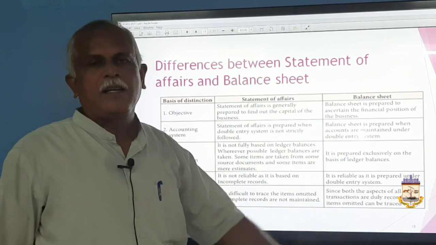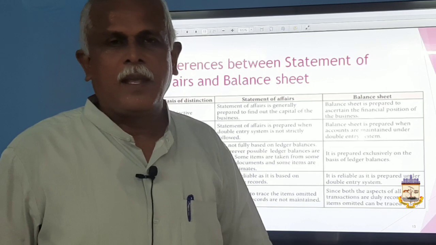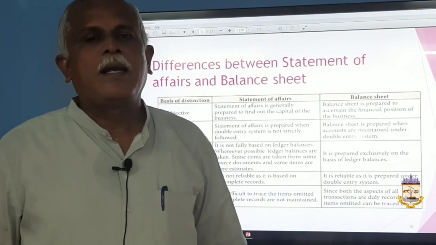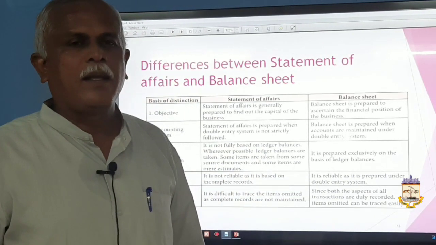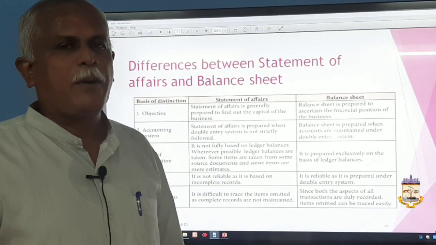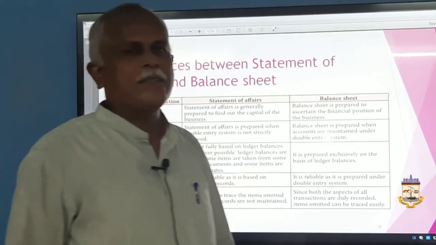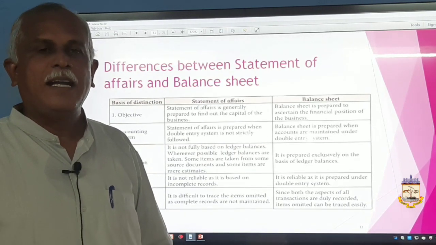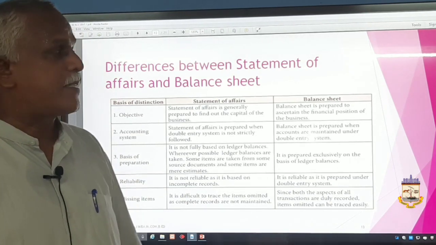So with that we come to the end of the session. Now let us recapitulate again what we learned today. Accounts from incomplete records. Incomplete records means those records under which only one aspect of a transaction is recorded and it is unscientific, unsystematic and inappropriate. It is normally used by small traders. Features, how it looks like, it is unscientific and only one aspect of a transaction is recorded and it is not reliable and it is not accepted by government and it is suitable to only small traders.